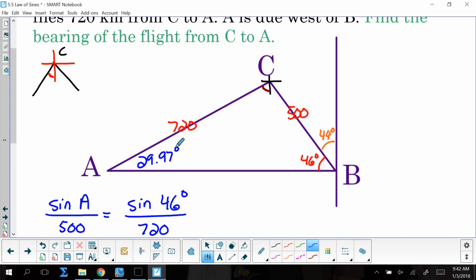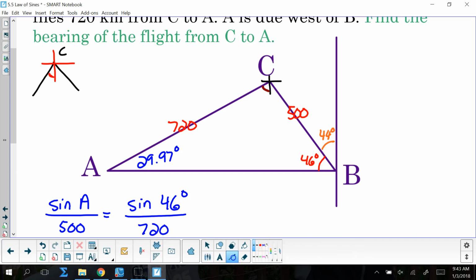Now, if I do some funky math, which really isn't that funky, if I were to drop that down there and make this a right triangle, did I find my angle that I need? What is it?